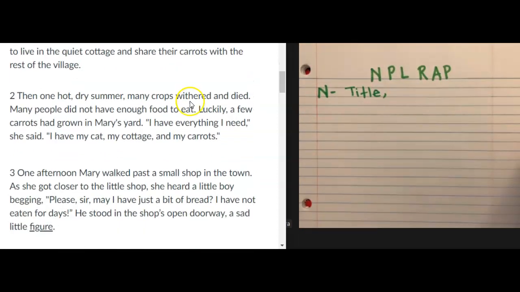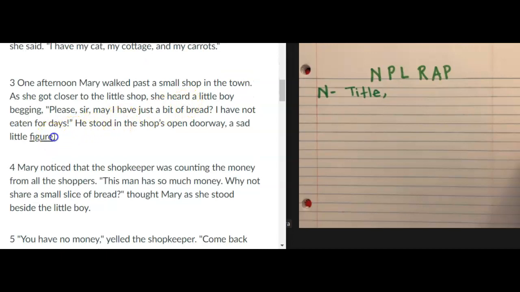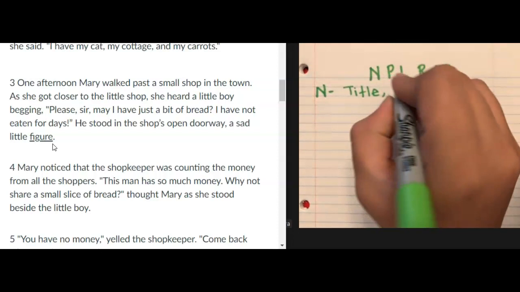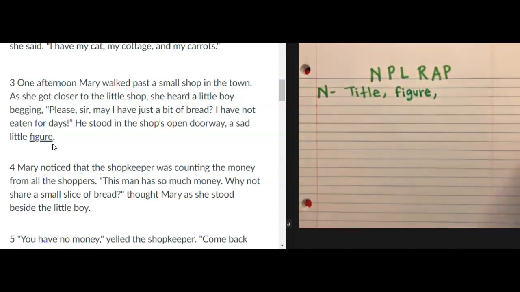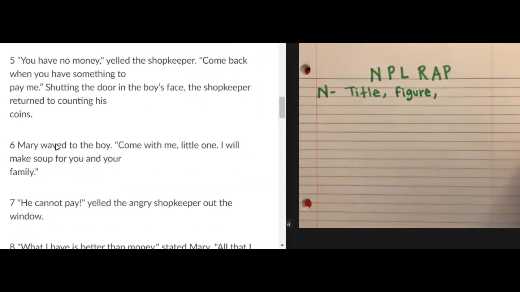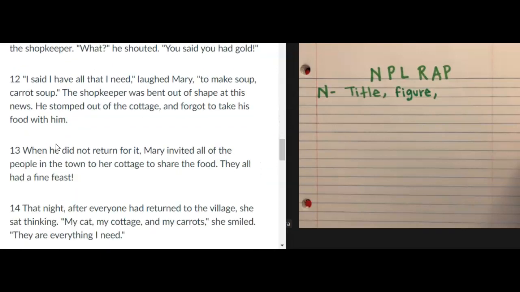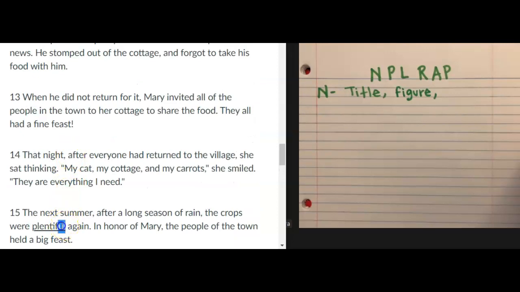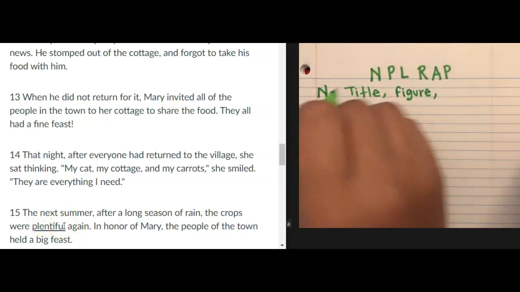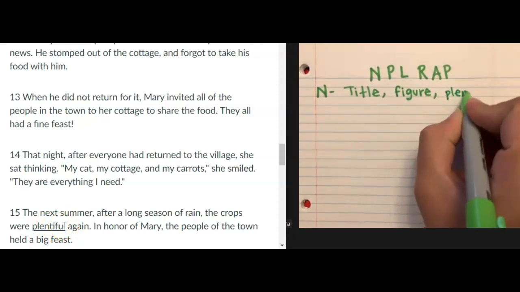Next, I'm going to keep looking for anything that might stand out, like the word figure. The word figure is underlined, so I know that's something that's going to be important in my story that I have to pay attention to. So I'm going to write down the word figure. I'm going to keep scrolling down. And then I noticed something else in the passage, I noticed the word plentiful. So I know that's something that I have to pay attention to as well because it is underlined. So I'm going to write the word plentiful.